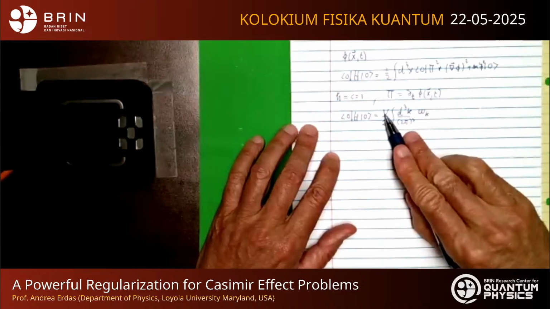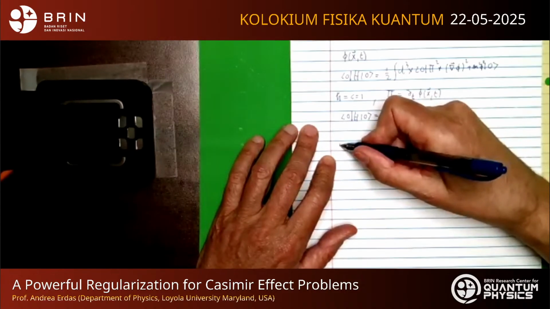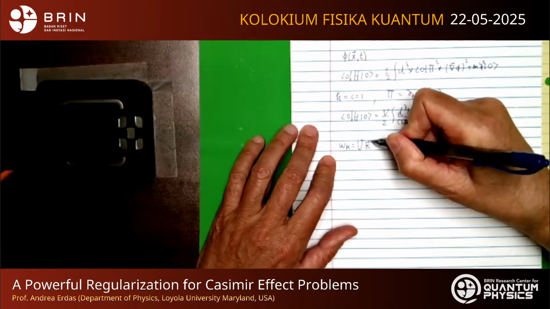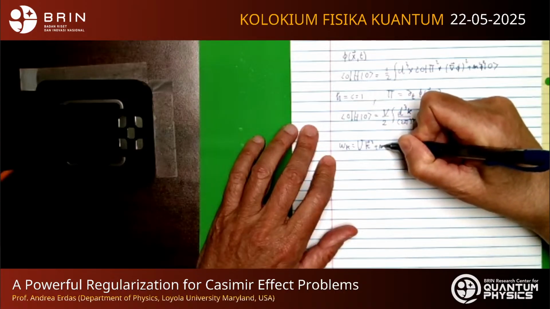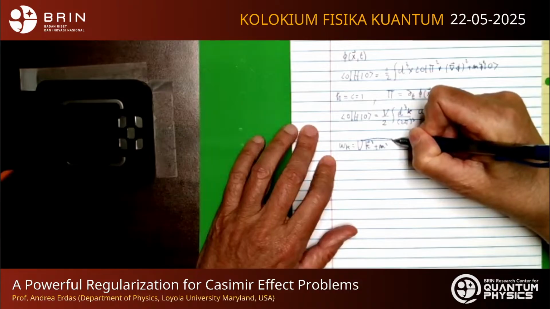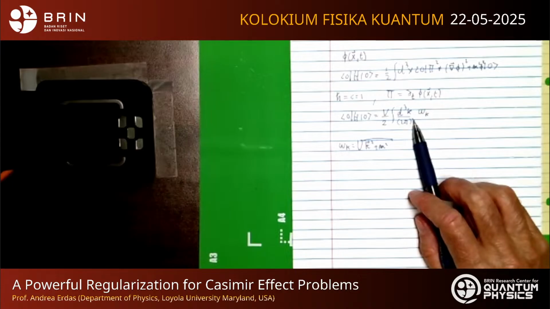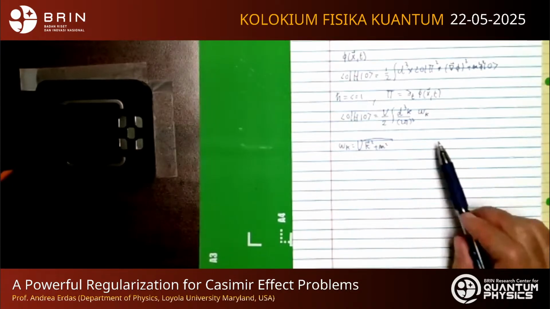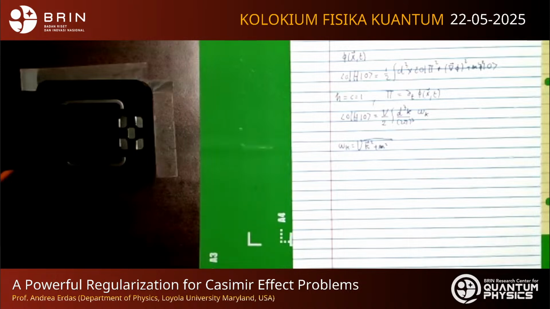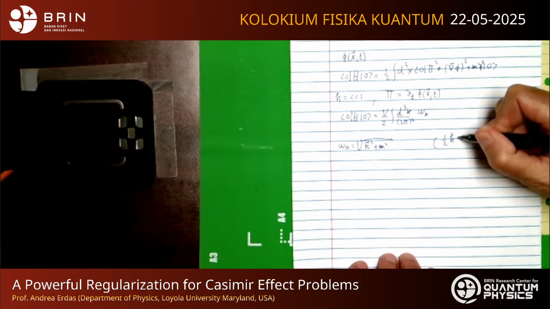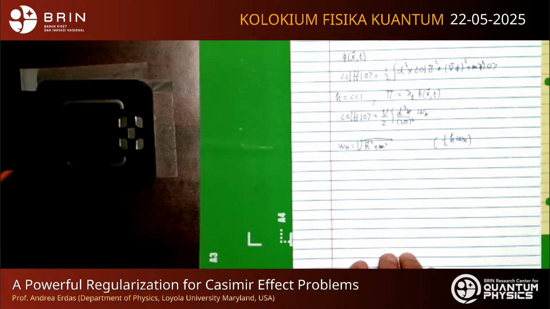Where V is the volume of space and the quantity omega k is the square root of k squared plus m squared. And if you look at what I have here, keeping in mind that h bar is equal to 1, you'll recognize the sum of the zero-point energy of harmonic oscillators, which is 1/2 h bar omega k over all possible values of k.